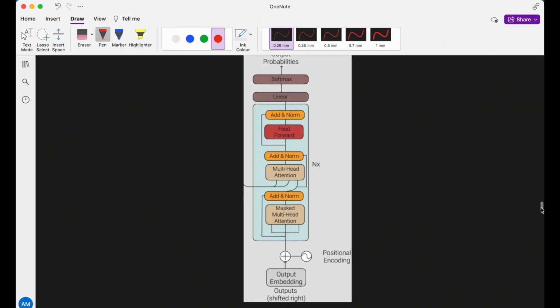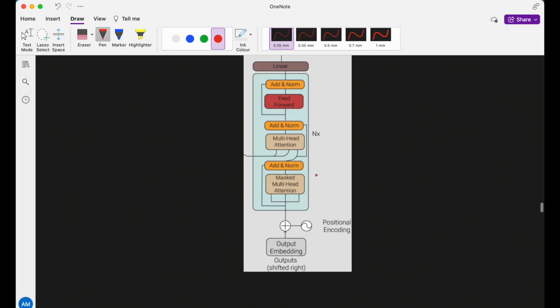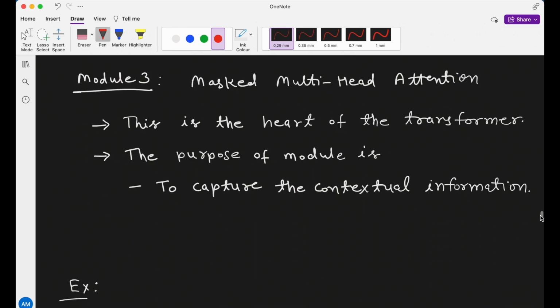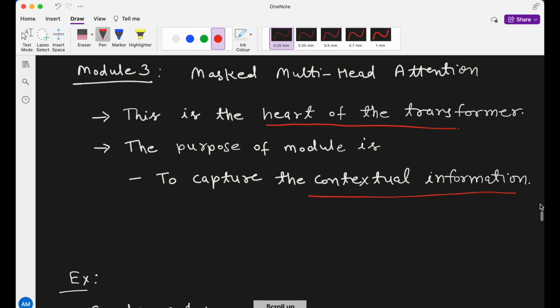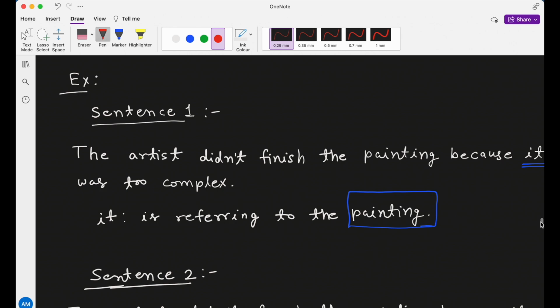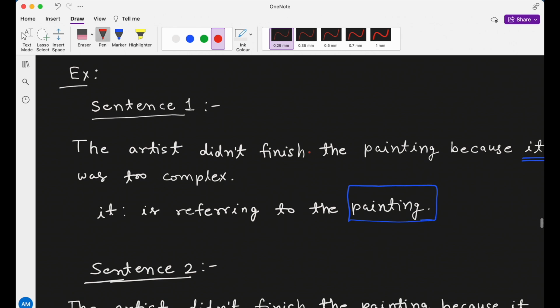Let's now talk about the next module, which is this masked multi-head attention. So this is actually the heart of the transformer because it captures the contextual information about the input data. Let me give one example so that it will be more clear to you. Let's see one sentence: the artist didn't finish the painting because it was too complex.